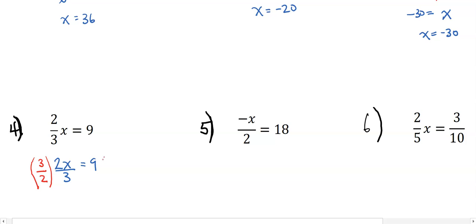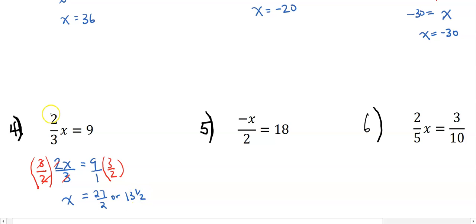And again, whatever you do to one side, you do to the other. And you can see that those cancel, and so you're left with x on the left side. What are you left with on the right side? What is 9 times 3 over 2? Well, that's 9 over 1 times 3 over 2. I don't see any canceling, so it becomes 27 over 2. Or you could change it to a mixed fraction, which goes in 13 times and 1 left over.